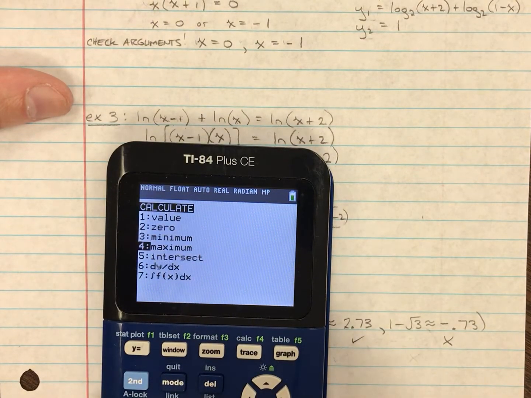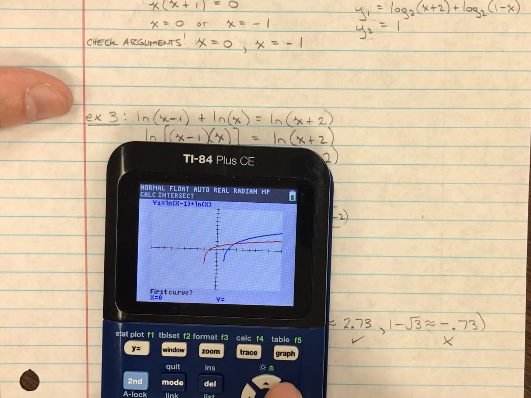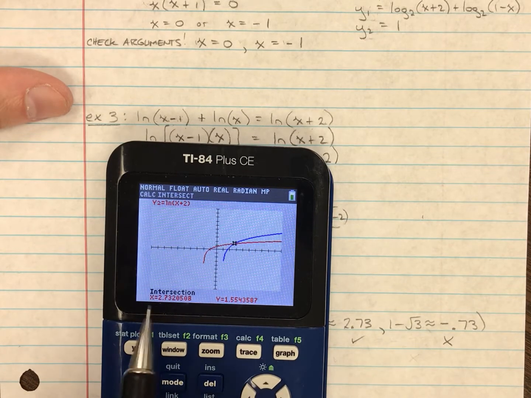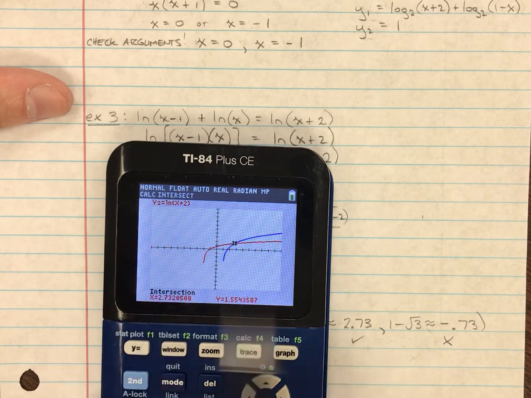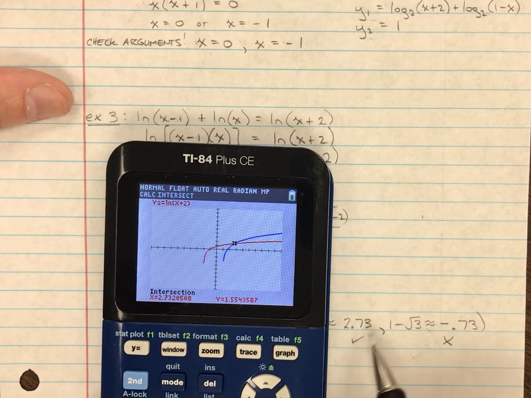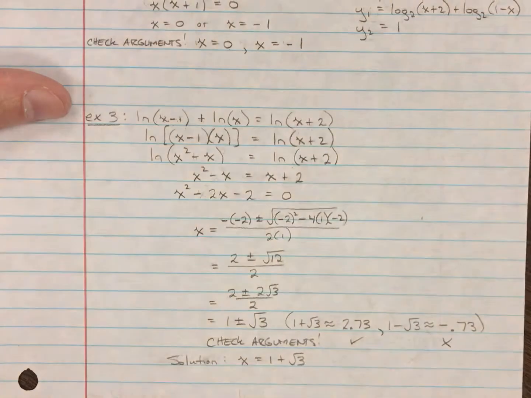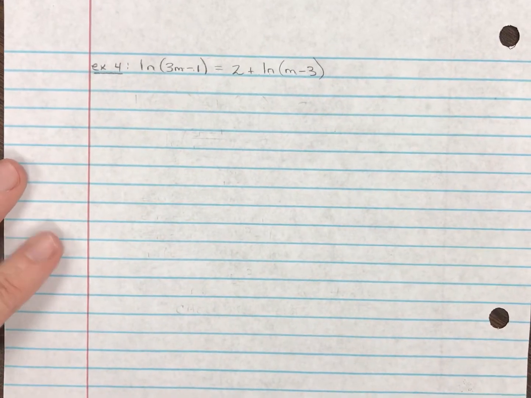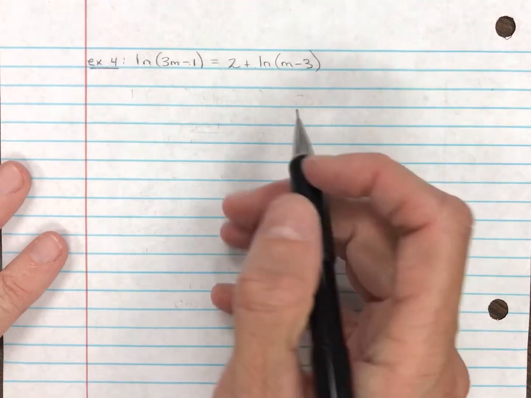Second, calculate a point of intersection. Okay, let's find my first curve. There it is. First curve, second curve, take a guess. Sure enough, 2.73, 20508. So I feel pretty good about my approximation right down here. All right, let's look at one more example, and then we'll do a couple of examples of solving exponential equations.